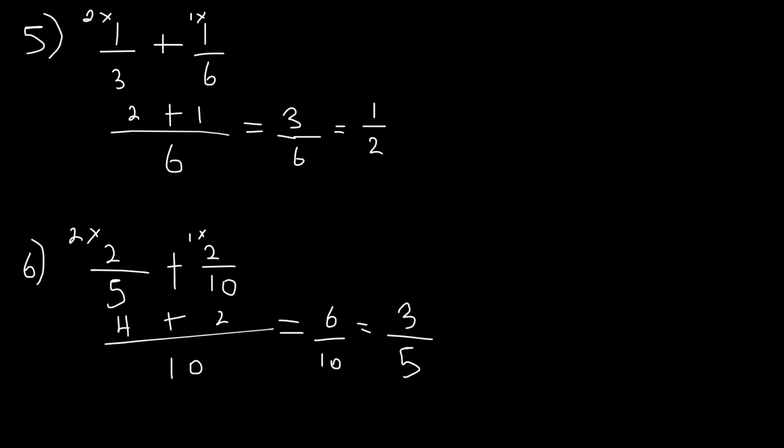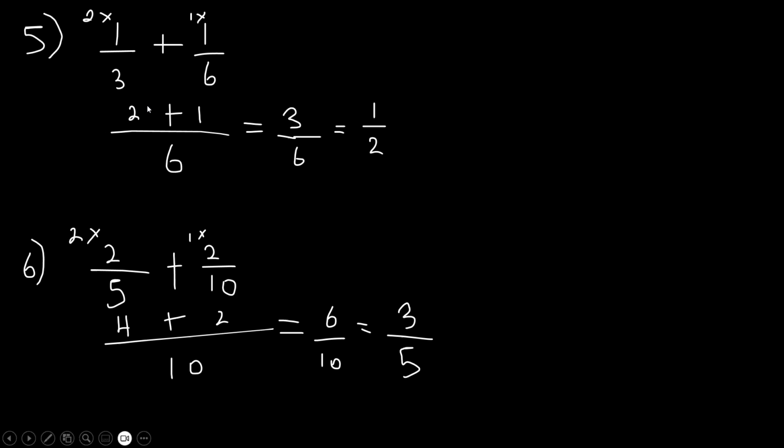Number 5, we have 1 over 3 plus 1 over 6. Our LCM in this case will be 6. Now, by doing questions over and over, you can figure out the lowest common multiple very easily. If you cannot at this stage, write down the multiples of 3, write down the multiples of 6, and see if you can get the lowest common multiple. In this case, our lowest common multiple is 6.